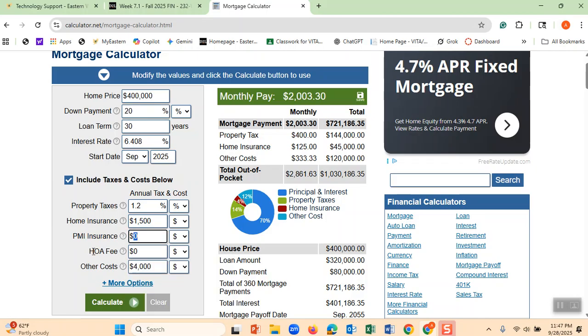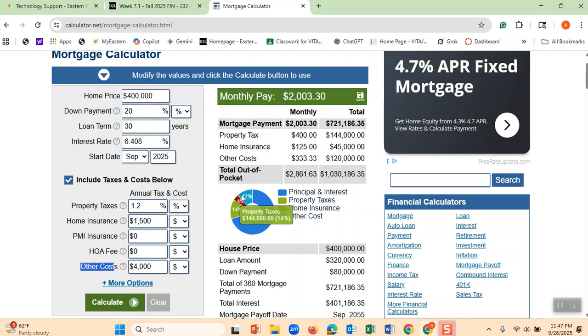And HOA means home association fee. As you all know, apartments usually have an association fee, because in apartments you have, let's say, a swimming pool that everybody is using, therefore we have to pay for that. You have a security guard. But when you buy a house, usually you do not have that fee unless the house is in a gated community. For this particular house, there is no association fee, and other costs are $4,000.